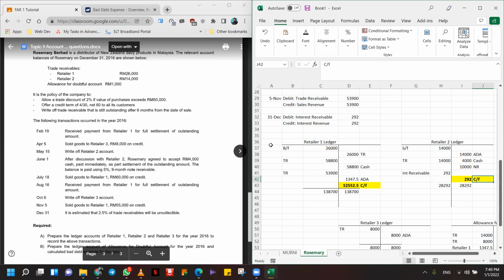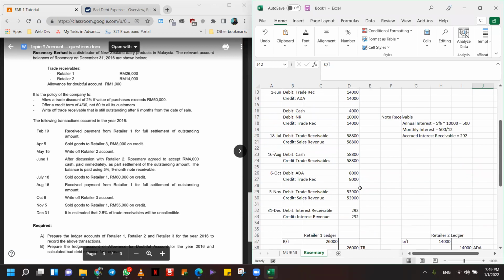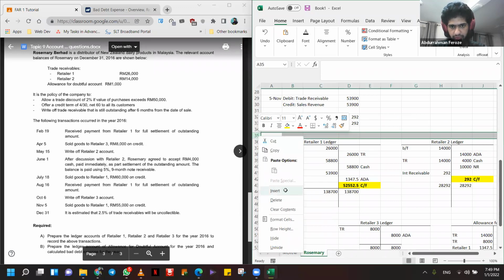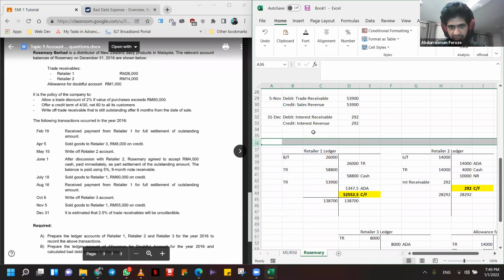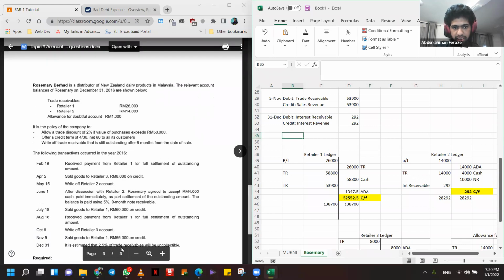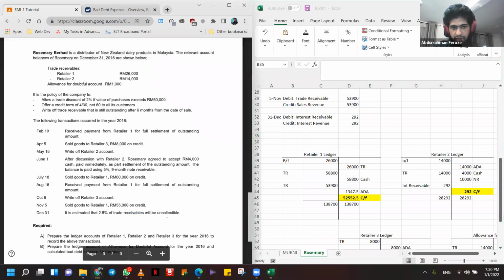For 31 December, just 292 from retailer 2 only, not computed with retailer 1. The retailer 1, yes, the ADA, right? Yeah, that should be. I didn't solve it here. So here, 31st December, you'd have the accrued interest receivable, and we also have the allowance, ADA, the 2.5% of trade receivables that will be uncollectible.